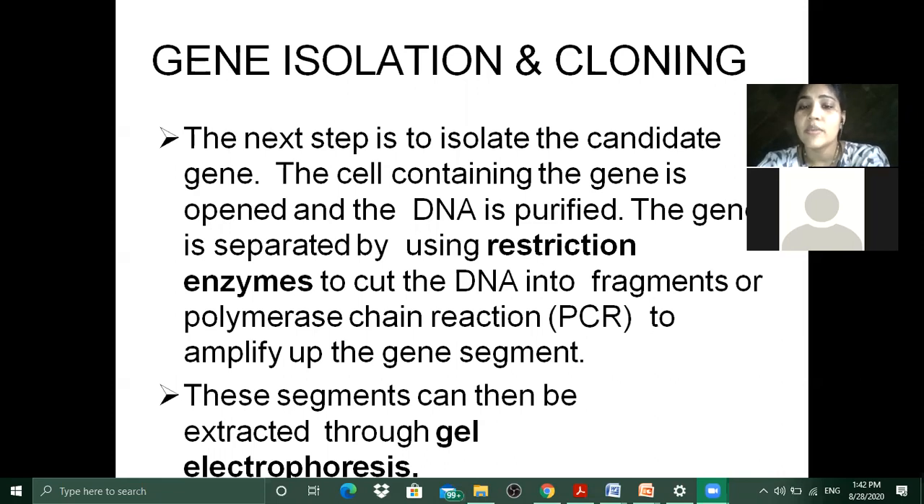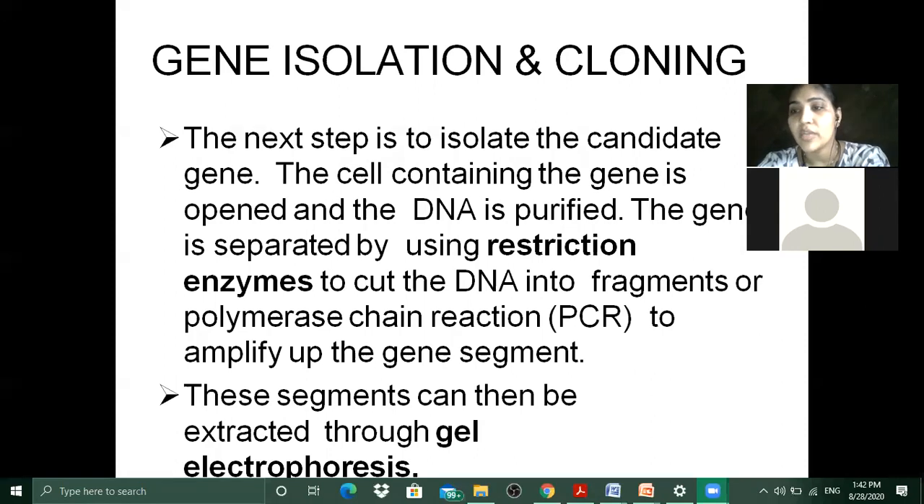Then the gene is separated by restriction enzyme. Once the DNA has been isolated, you will be using restriction enzymes to cleave that DNA, to cut DNA into fragments, or polymerase chain reaction to amplify up the gene segment. So you can amplify also this gene.